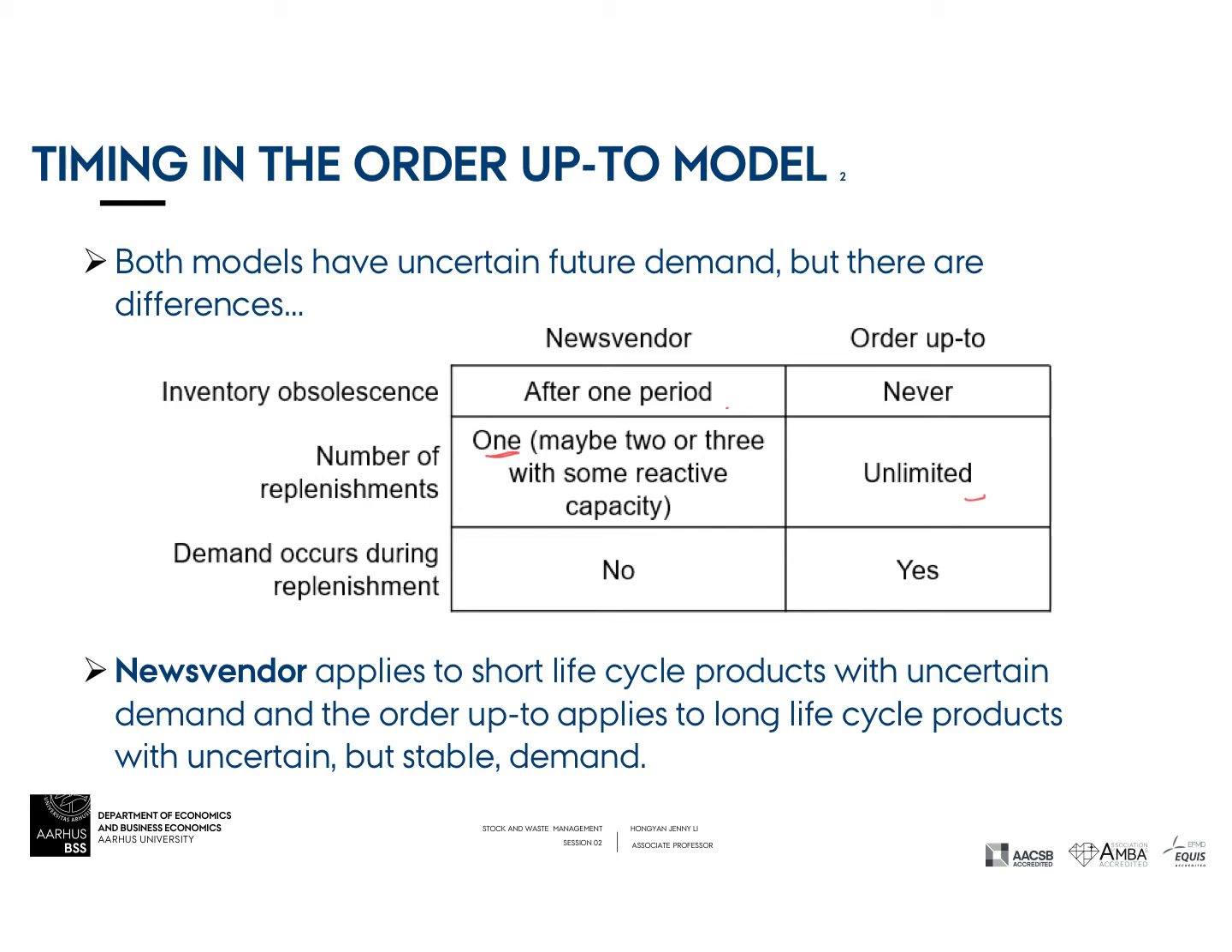And in the news window model, no demand occurs during the replenishment. That means before the selling season starts, there is no demand. In the order up to model, during the lead time, while you wait for your products, you always have continuous demand.